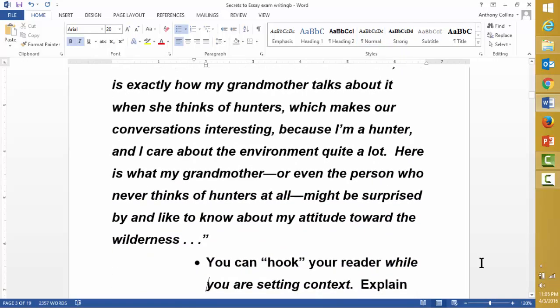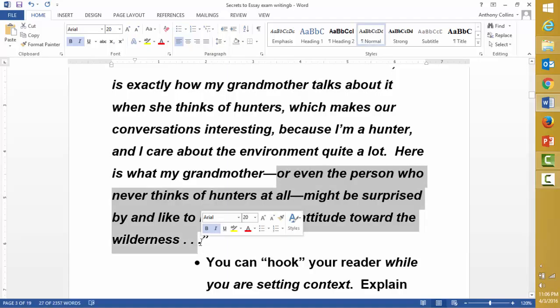Here's what my grandmother, or even the person who never thinks about hunters at all, might be interested by and like to know about my attitude toward the wilderness. You can see how this is trying to disprove a myth or a stereotype, and that's a central goal because it gets us beyond fallacies and presuppositions into the real subject. And I like the fact that it's couched in this conversation with a grandmother, because that's how close you should be.